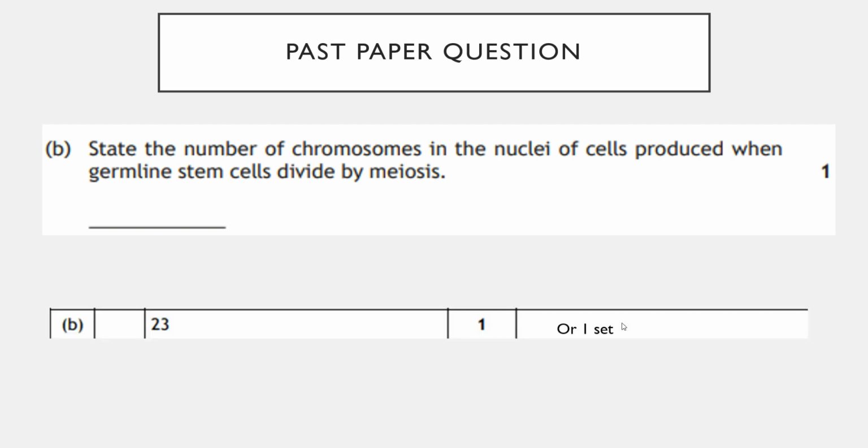The answer this time is 23. Germline, reproduction, meiosis, they create haploid cells, half the number of chromosomes, so it's 23 or one set, which would have been accepted as an alternate answer.